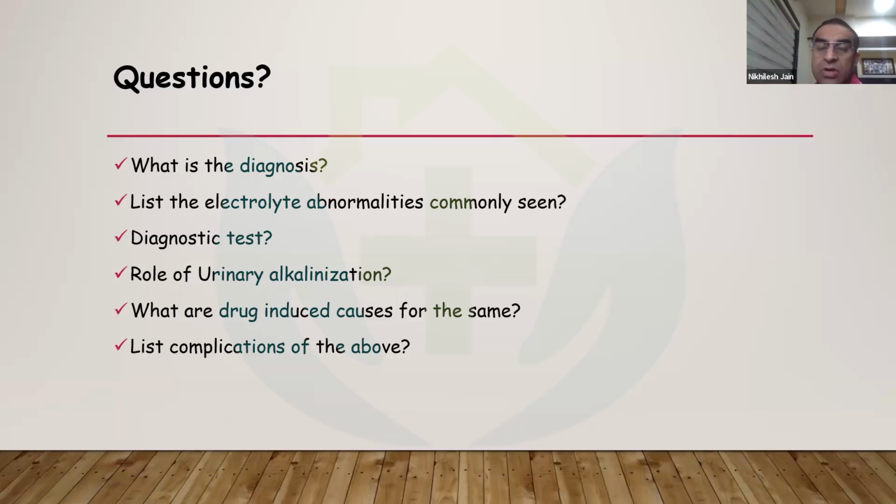Basically, there is a list of electrolyte abnormalities which are seen commonly in rhabdomyolysis. You need to know all about them, especially with reference to your calcium disorders, phosphate disorders, everything. And at what stage of rhabdomyolysis are they seen? That is one. What is the diagnostic test? That is something you need to know. You need to know whether there is any role of urinary alkalinization. You need to know drug-induced causes of rhabdomyolysis and list the complications of rhabdomyolysis.